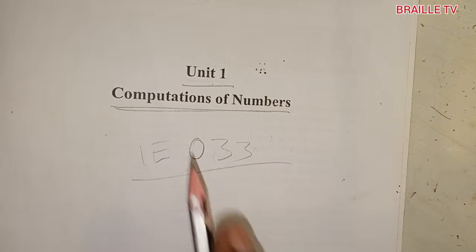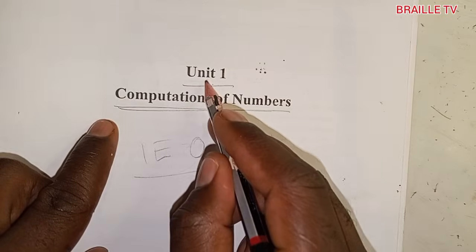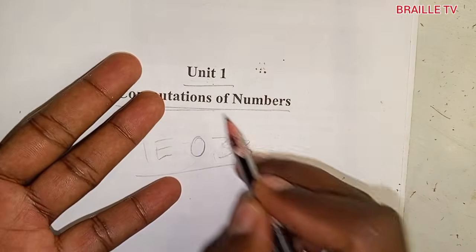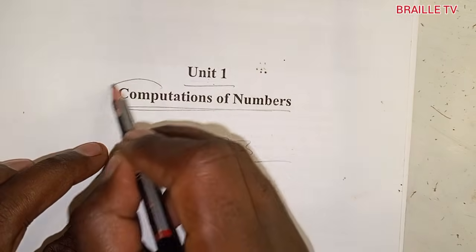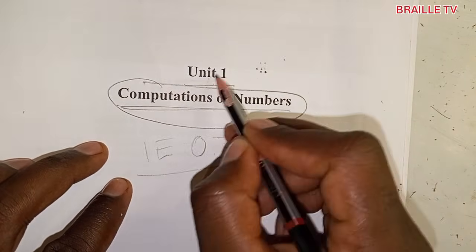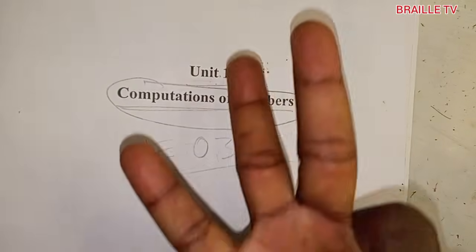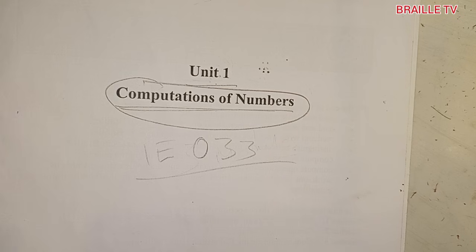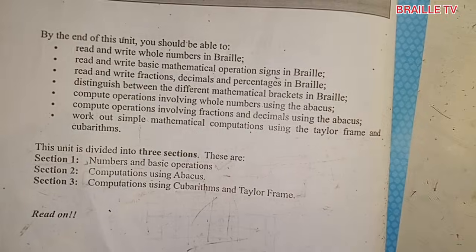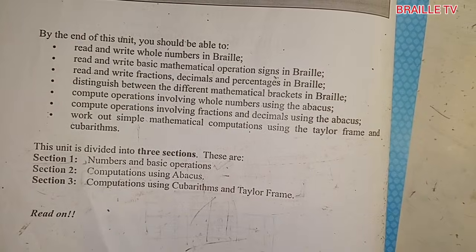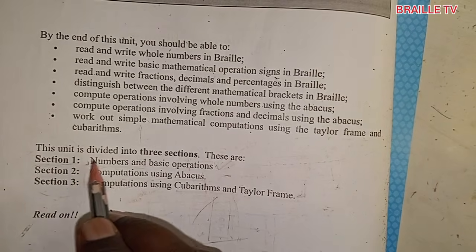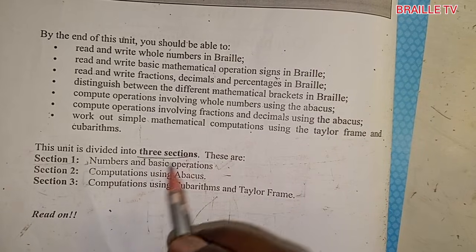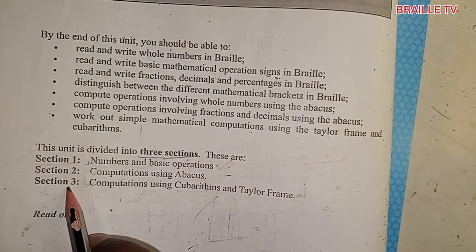Now, this unit 1, which is computation of numbers, is divided into 3 sections. Let us look at those sections. We are told this unit is divided into 3 sections, namely section 1, section 2, and section 3.